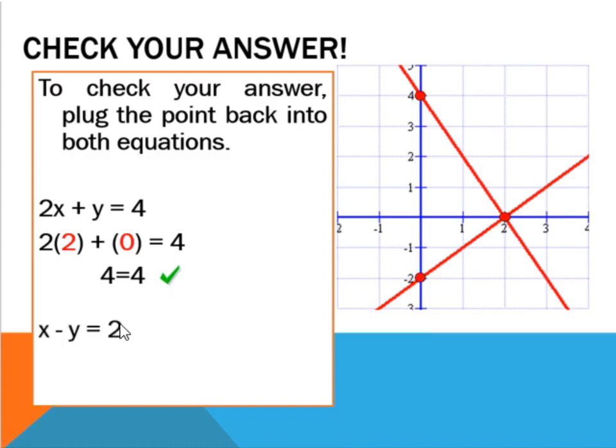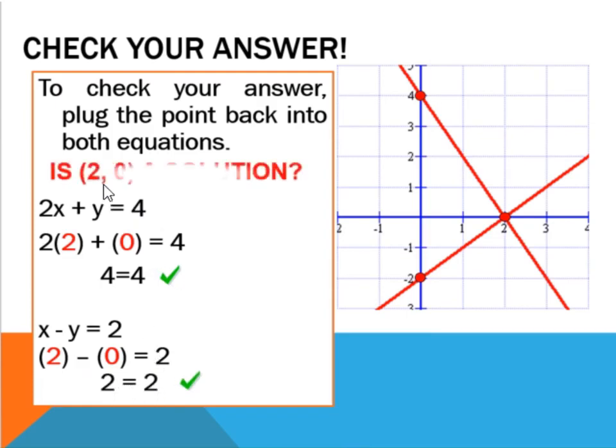Sa equation 2 naman, x minus y is equal to 2. If we let x is equal to 2, so that will be 2 minus y. We let y equal to 0, so 2 minus 0 is equal to 2. 2 minus 0 is 2, therefore 2 is equal to 2. Is 2, 0 a solution to the system?